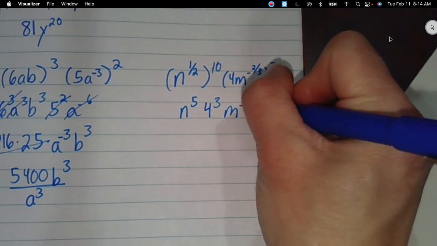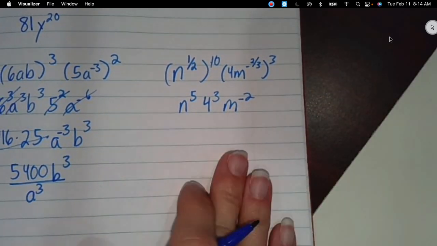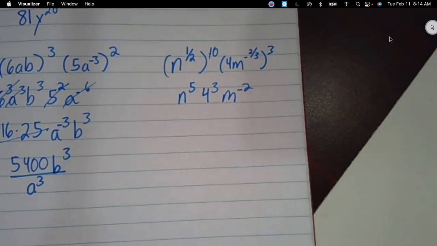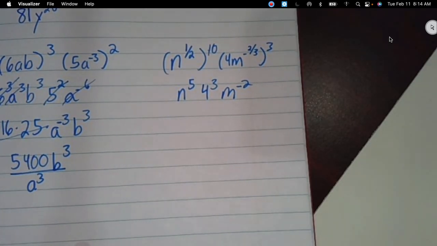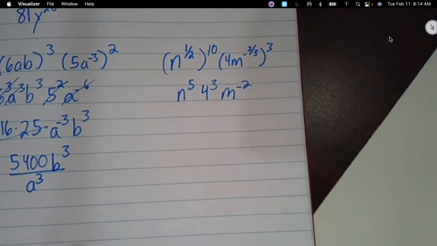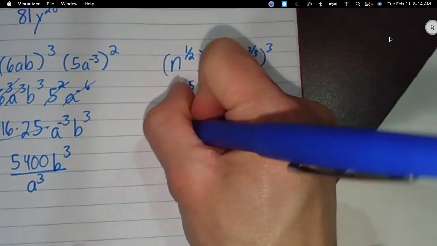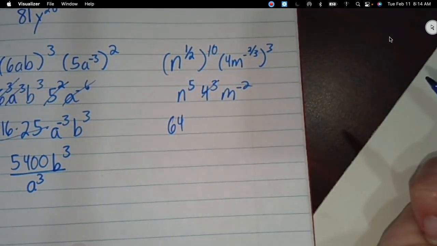It's -2. All right, what goes in the front? What always goes in the front? The number, the coefficient. Which one of those is the number? 4. Yeah, the 4 to the third. What is 4 to the third power? 64. So I'm going to write 64. That took care of that right there.